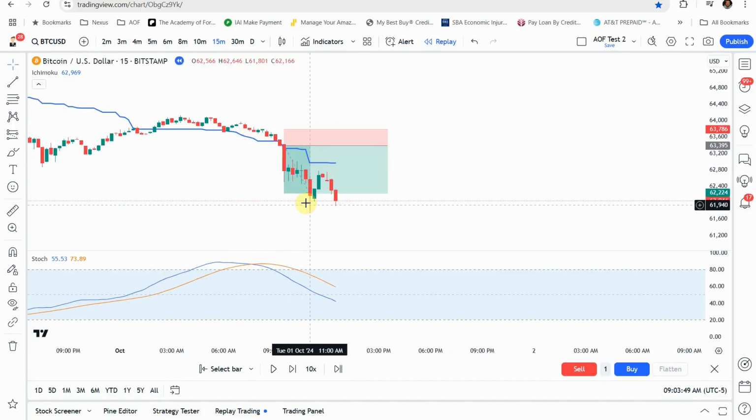And you can see again a really nice push to the downside, gets us to our take profit. Alright, so that puts us at the end of the testing right there.